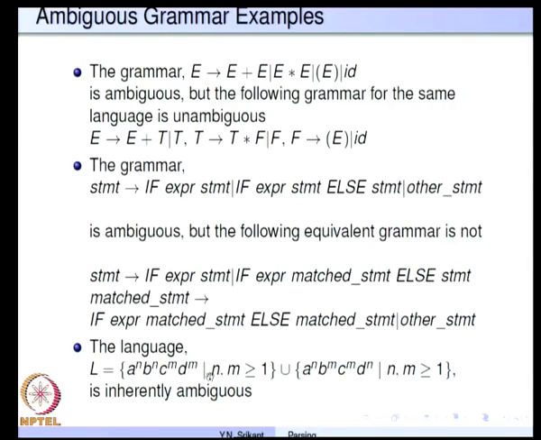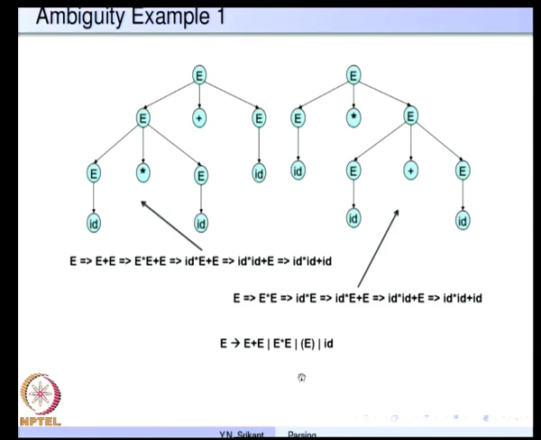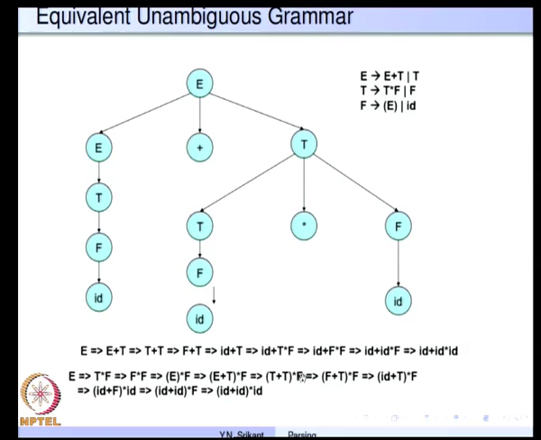The problem is some strings are generated by the grammar in this category and also in this category. The grammars for this and this are always different, and therefore, it is impossible to write down an unambiguous grammar for this particular language. So, let us proceed with our example.